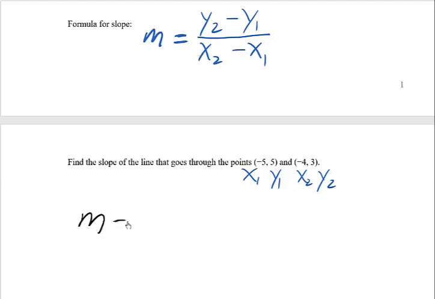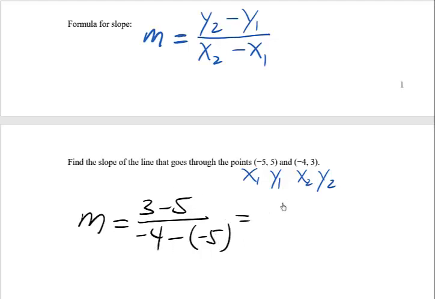Let's do that. M, the slope, is equal to the second y, that would be 3, minus the first y, which would be 5. And then my second x on the bottom is negative 4, minus my first x. Now be careful here, that's a negative 5. This symbol is the subtract from the formula, so subtract negative 5, and I put the parentheses just to make it look nicer. All I did again, second y minus first y over second x minus first x.